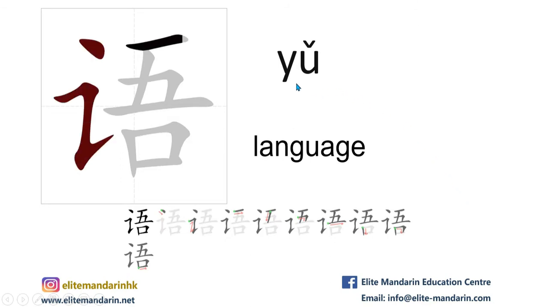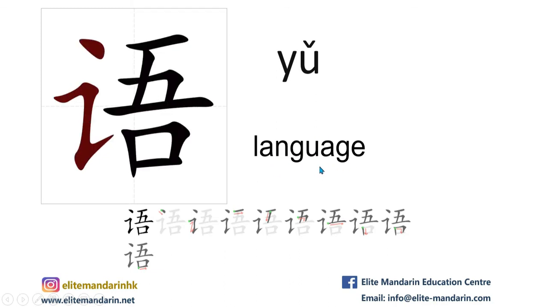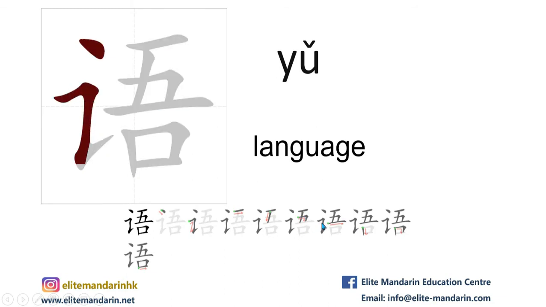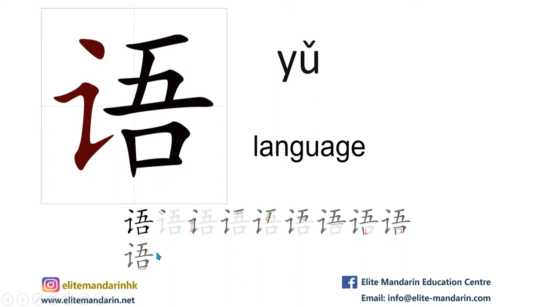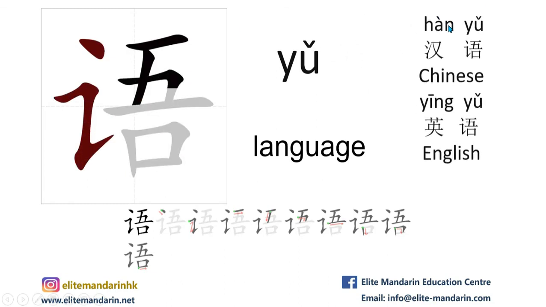Next, 雨. It means language. The stroke order is 点, 横折钩, 横, 竖, 横折, 横, 竖, 横折, 横, 雨. We can say 汉语, it means Chinese. 英语, it means English.